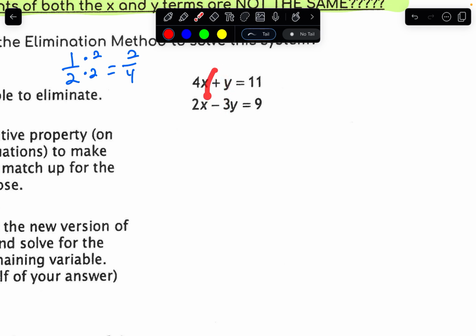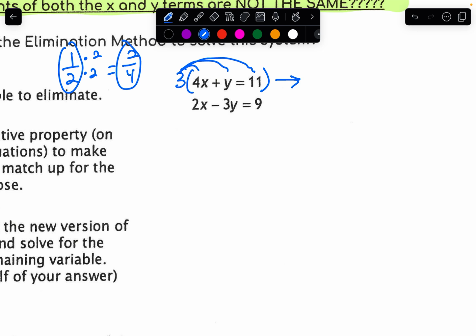Positives and negatives work out really nicely when we're doing the elimination method, because that means, if you recall, that we can add the equations together when we have a positive and a negative. So what I really would like is for this to be a 3, because then I have 3y and a minus 3y, and I could add them together to eliminate. Well, I can do that by taking this whole equation and multiplying it by 3. I have to multiply everything by 3 to make it an equivalent equation, like the 1/2 and 2/4 thing. I can't just multiply one of the variables by 3.